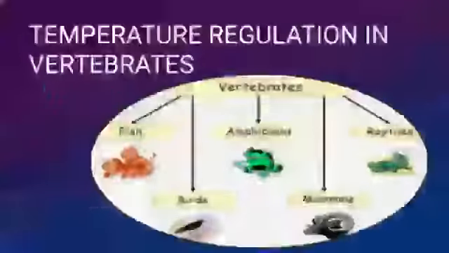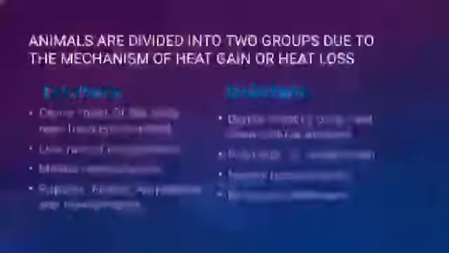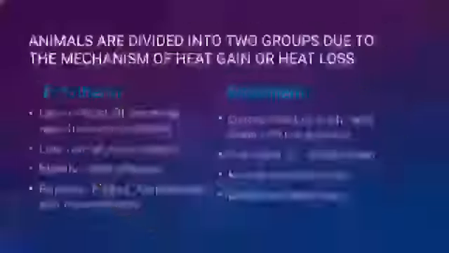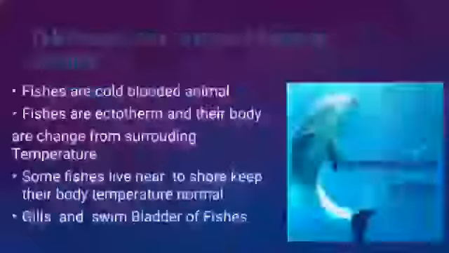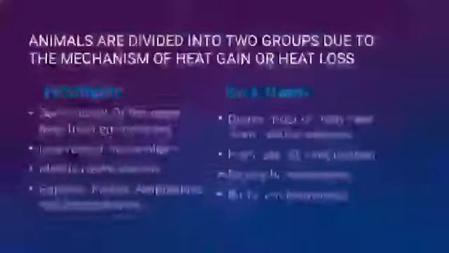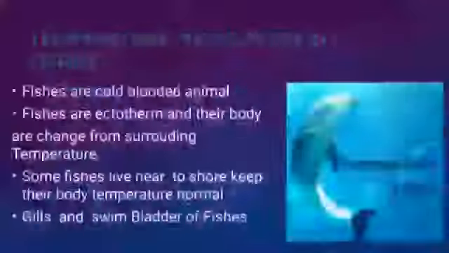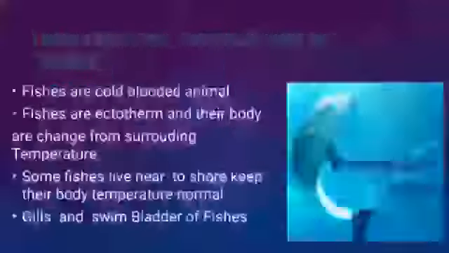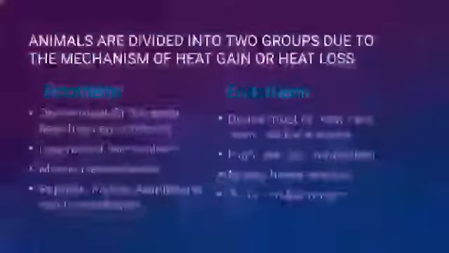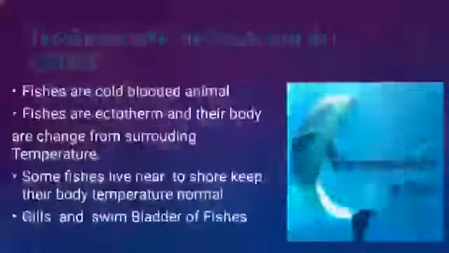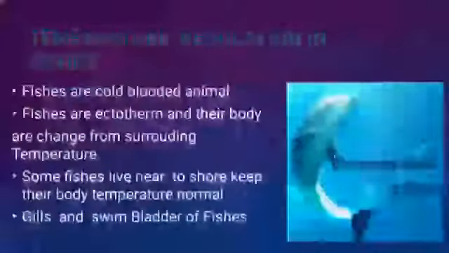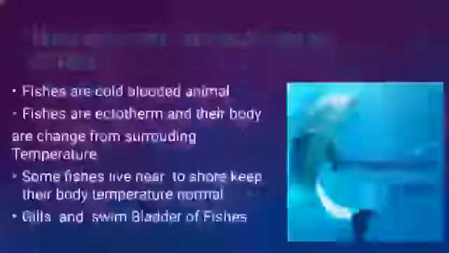Then temperature regulation in vertebrates. Vertebrates include fish, amphibians, reptiles, birds and mammals. First of all, temperature regulation in fishes. Fishes are cold-blooded animals. Fishes are ectotherms, and their body temperature changes with the surrounding temperature. Some fishes live near the shore, keeping their body temperature normal. Gills and swim bladder of fishes also help in maintaining their body temperature.